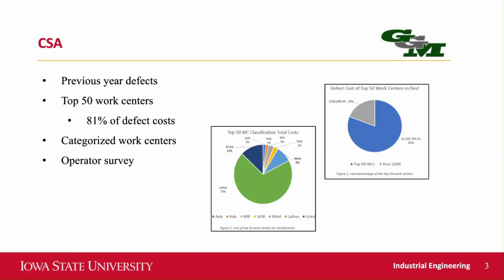During our CSA, we were given 1 year's worth of data to analyze for the project. We identified that the top 50 work centers were responsible for 81% of defects by cost. We categorized the work centers so that we were able to identify our problem and where the most defects were coming from. We also sent out an operator survey to identify problems with the current defect data collection system.